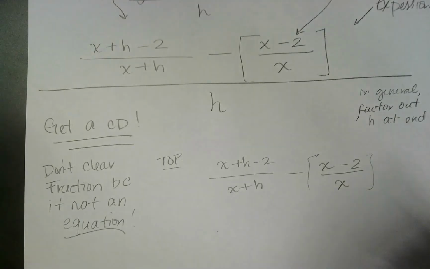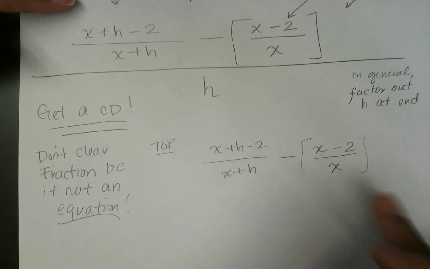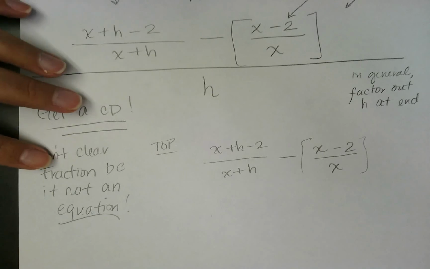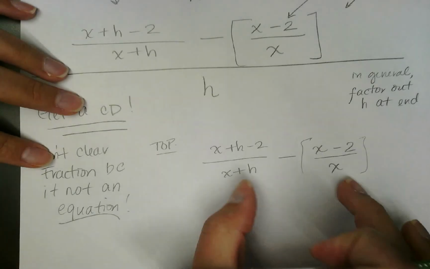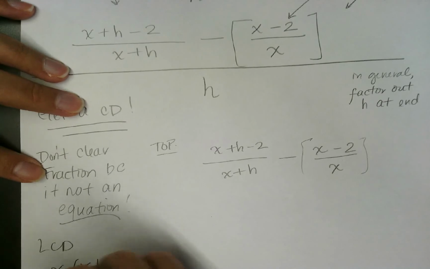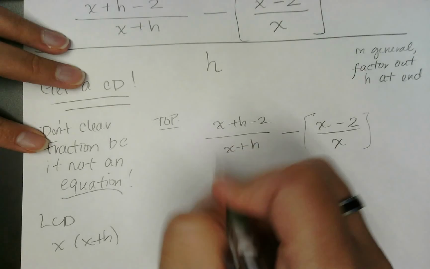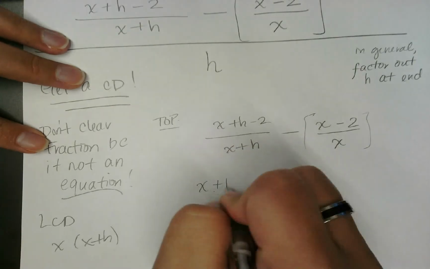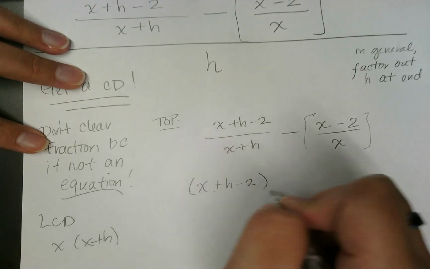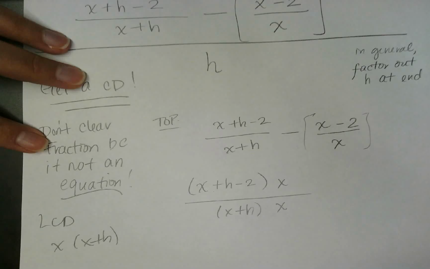What's the LCD? LCD, my lovely people, between x plus h and x. X squared plus xh. So it's this times this. So your LCD is x times x plus h. That's your LCD, so you've got to be really good with your algebra. Okay. So this guy's missing an x, so we have x plus h minus 2 times x over x. So you're literally getting an LCD. You're multiplying the top and bottom by an x.